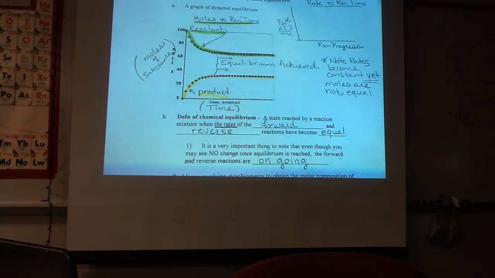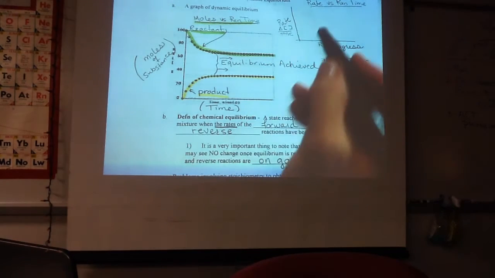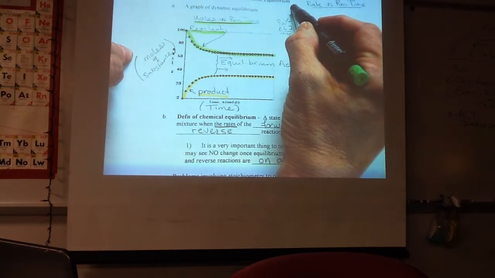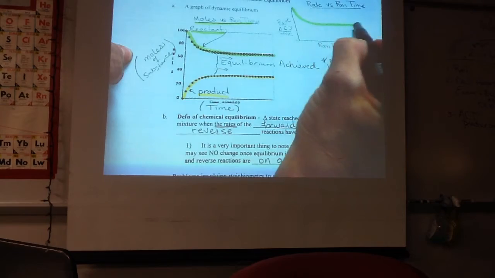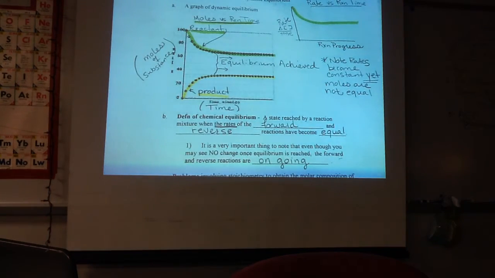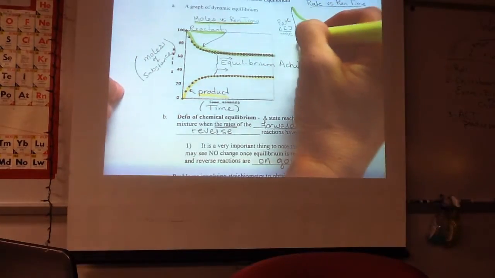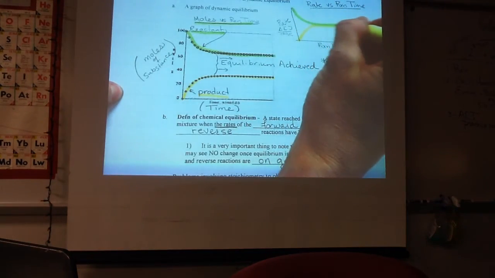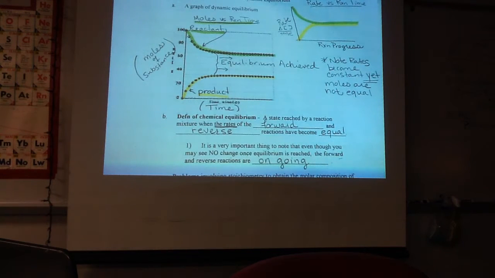On the right side, though, I put a little sketch because I do want you to understand what happens in terms of rate. If I were to graph the rate of the reactant decomposing to the rate of the product forming and equilibrium being established, the two lines would merge, like so. And equilibrium is when the rate of the forward and the reverse reaction are equivalent to each other.